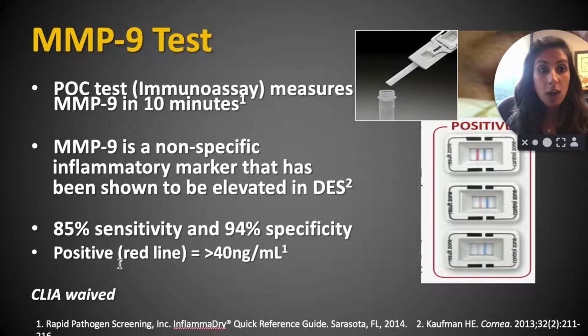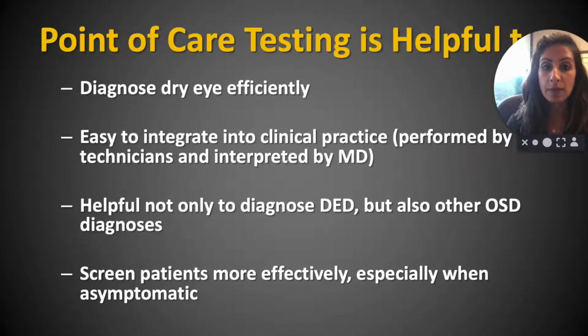MMP9 is also a commonly available test. It measures MMP9 levels, which is a non-specific marker of inflammation. It's been shown to be elevated in dry eye, and it has a high sensitivity and specificity. You can see from the image here that it's a test that results in qualitative information. Positive is any pink line, but the more MMP9 that's present, the darker the line.